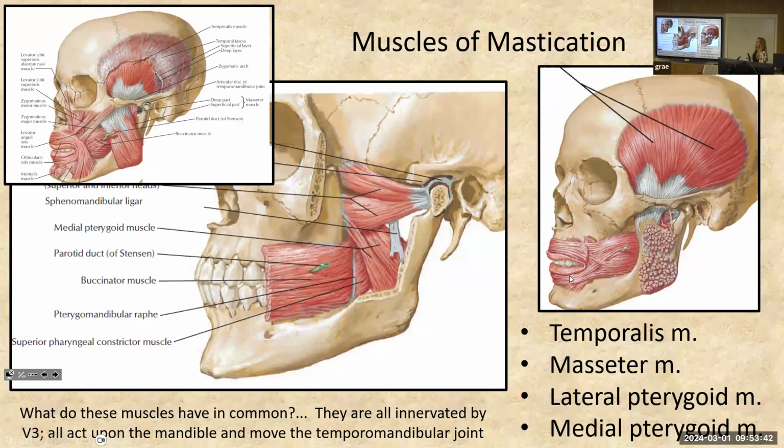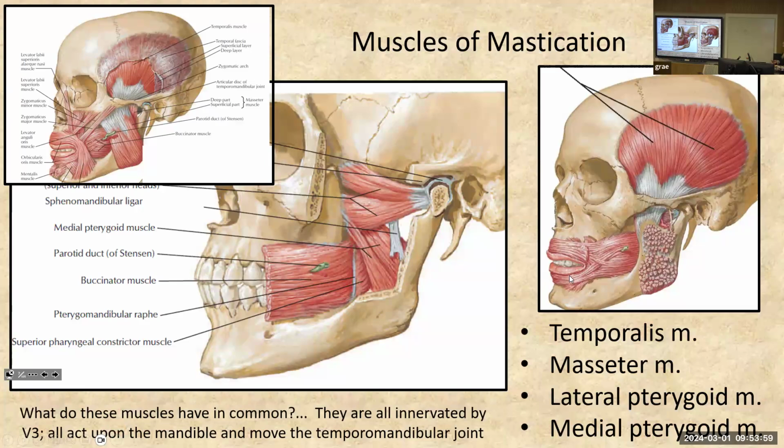Okay, so these muscles of mastication, you've been introduced to, so I know I'm not the first person to talk to you about them, but I have a guide here for you to follow. All these muscles have in common that they're innervated by V3. They act upon the jaw to help you chew.